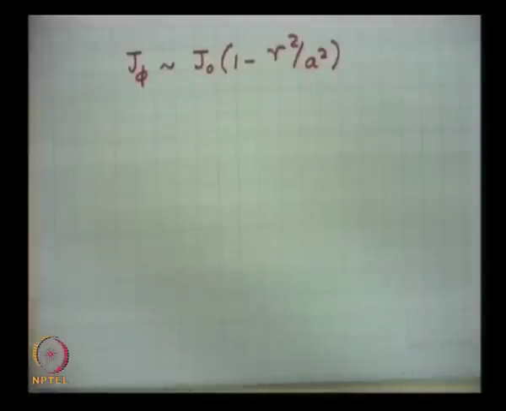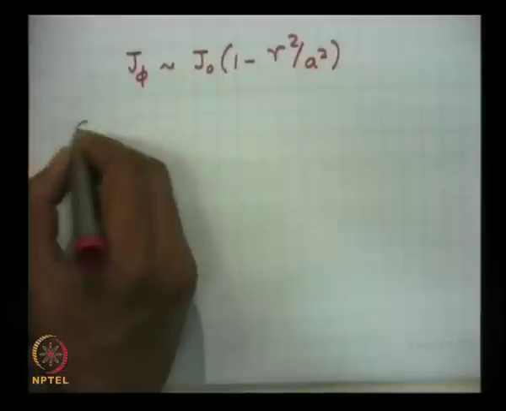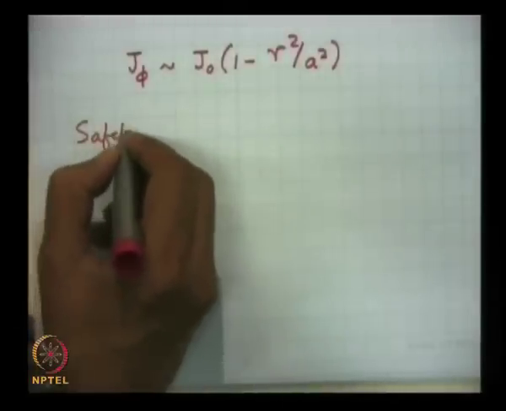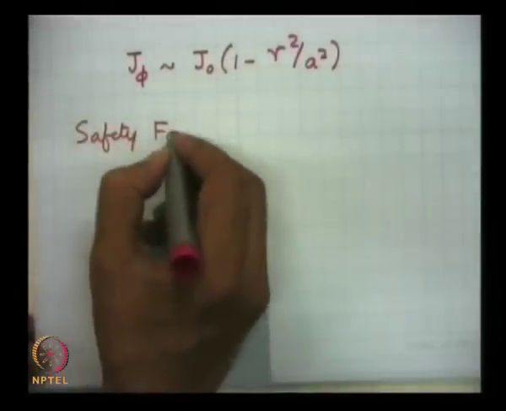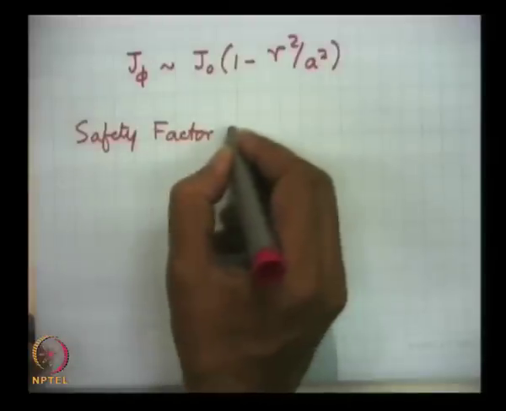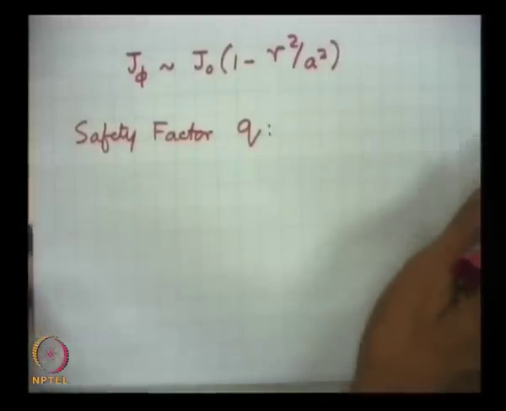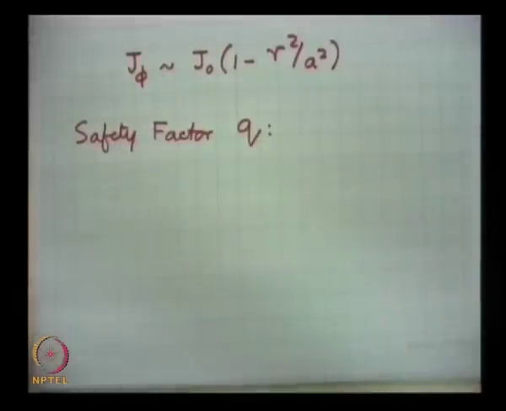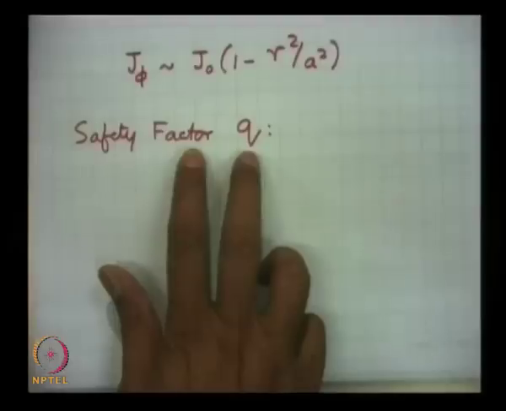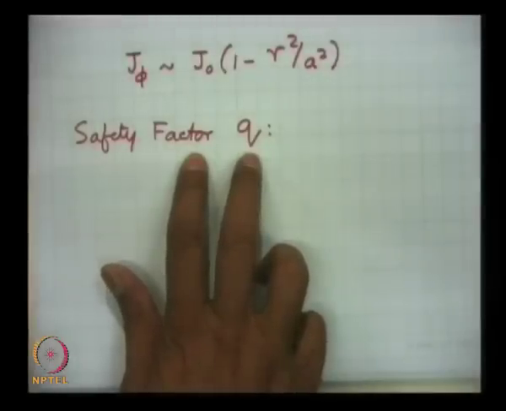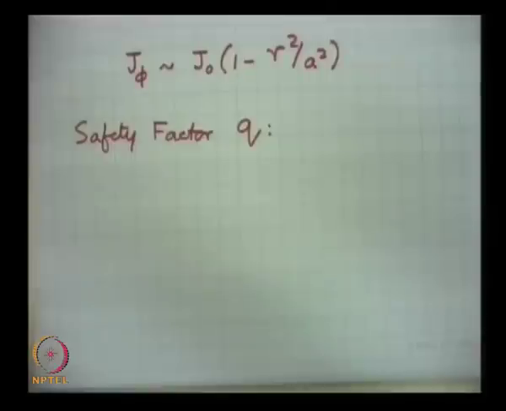Another important quantity in tokamak operation is called the safety factor, denoted by q. This is an important parameter in terms of which one can talk about the MHD stability of the system. So one has to choose a proper q profile, and this is defined something like this.